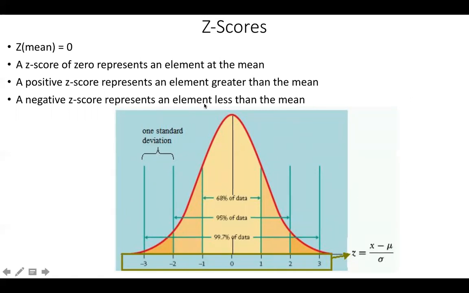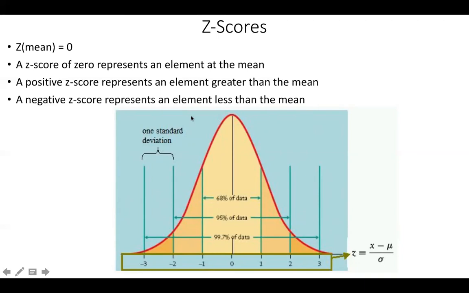Next, if we have an element greater than the mean, or if we're observing a raw score or data point that's greater than the mean, our x is going to be larger than our mu. So if we subtract mu from x, we're going to have a positive number. This numerator here is going to be positive. Therefore, a positive Z-score is going to represent an element or a raw score greater than the mean.